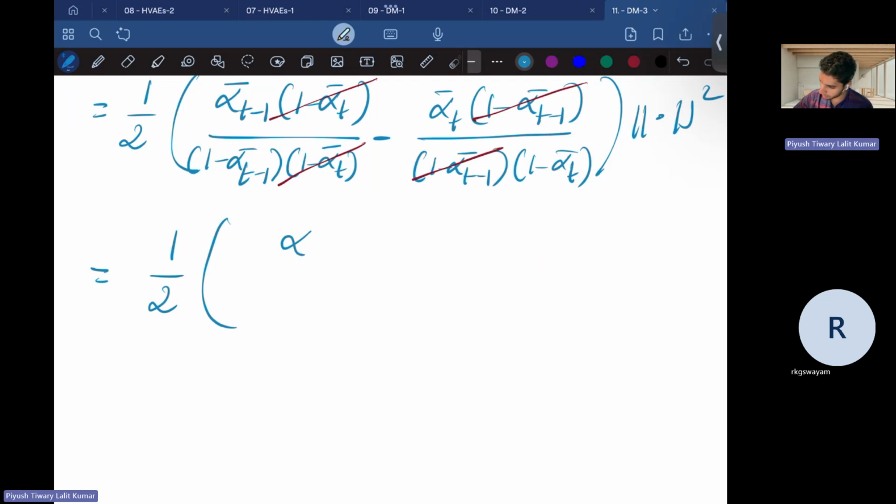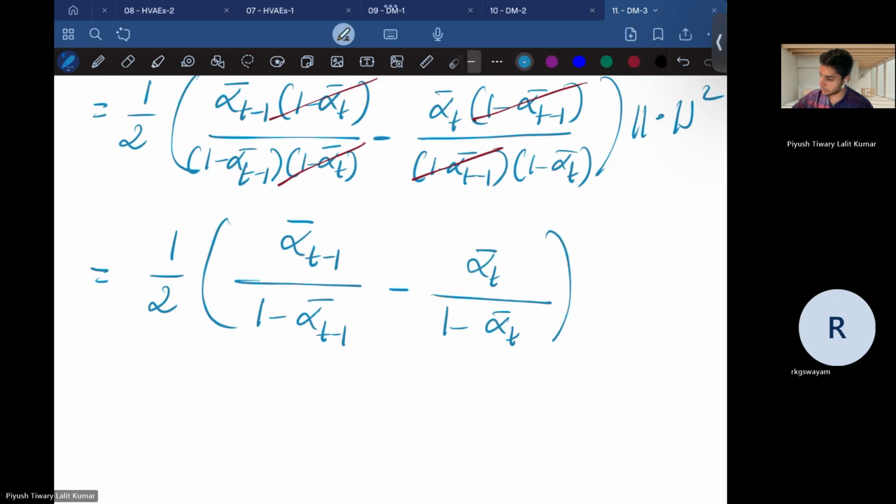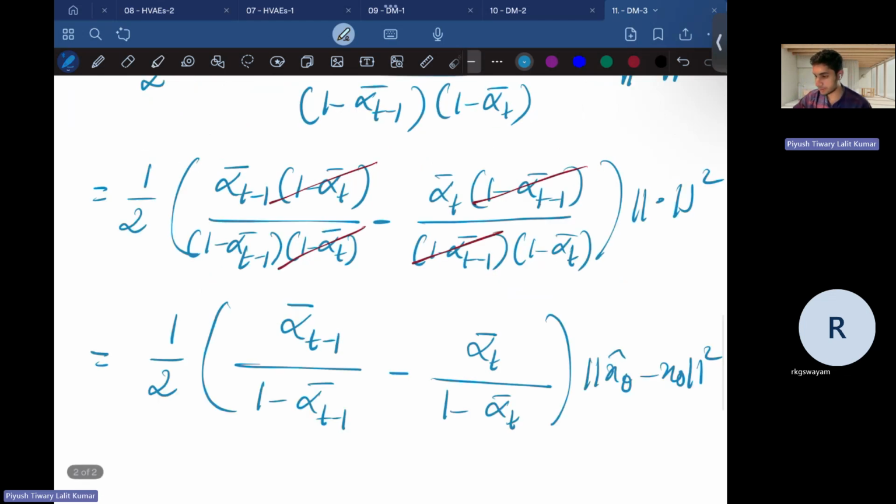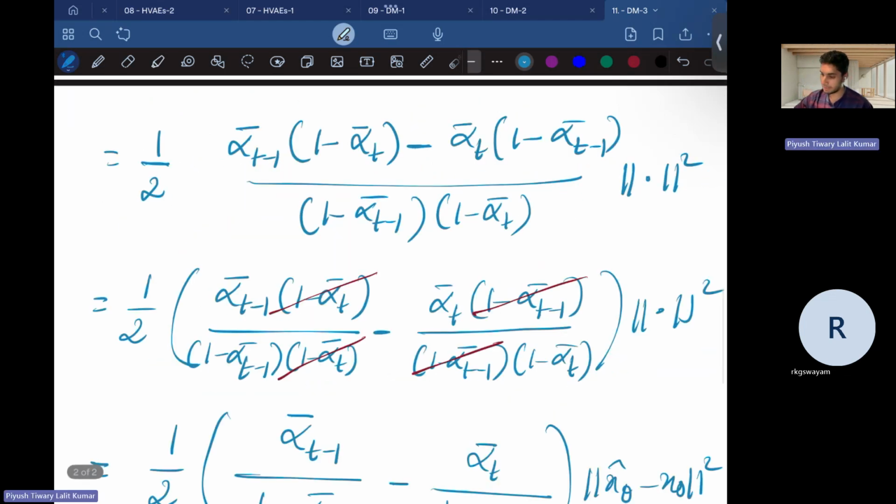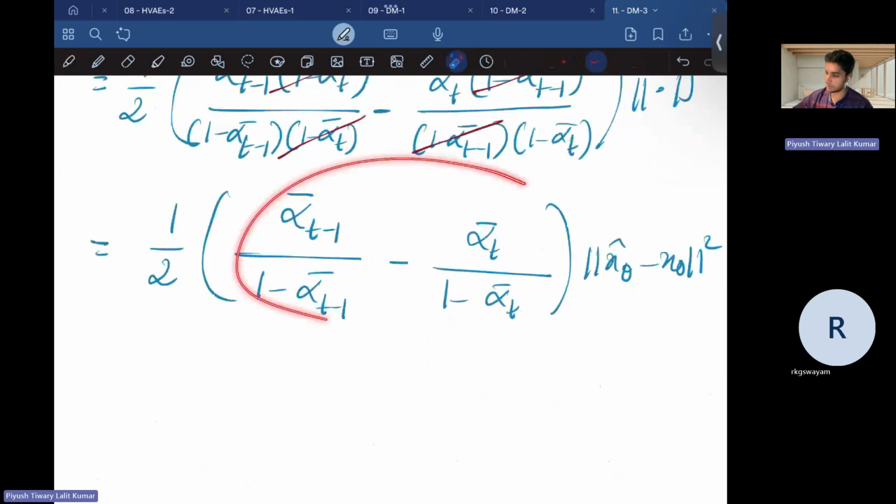So this first term is alpha t minus 1 bar divided by 1 minus alpha t minus 1 bar, minus alpha t bar over 1 minus alpha t bar, norm of x theta hat minus x naught whole square. This is what it is. So I did some simplifications. You can ignore it if you want, but this is the final thing that we come up with.